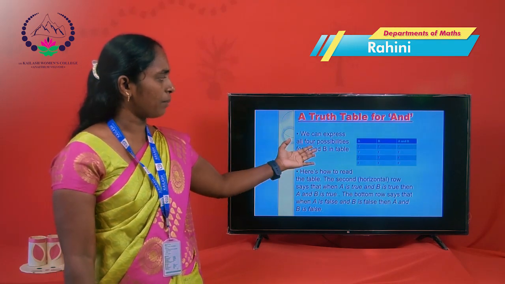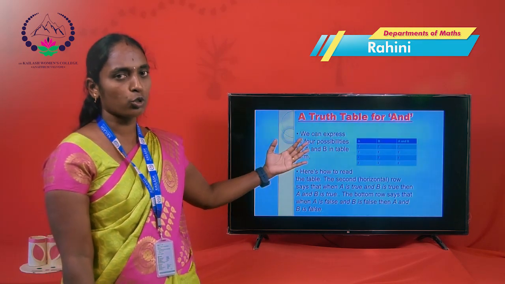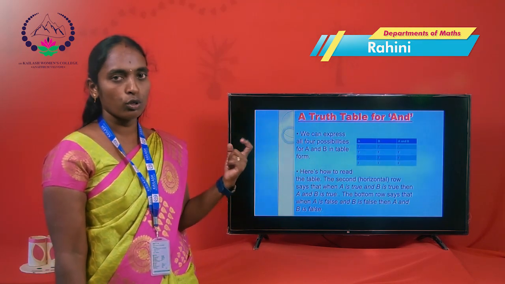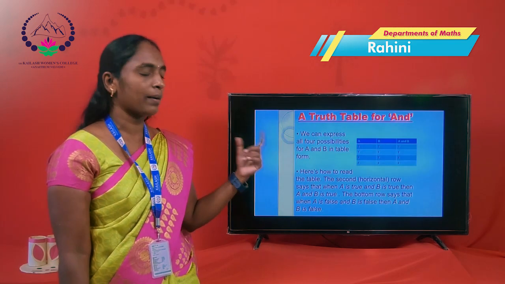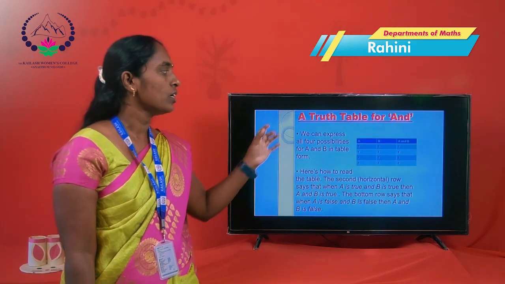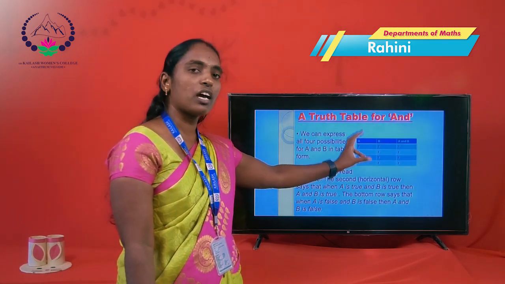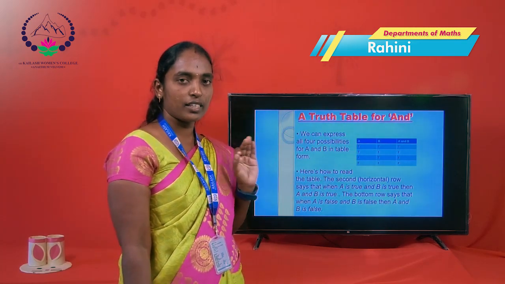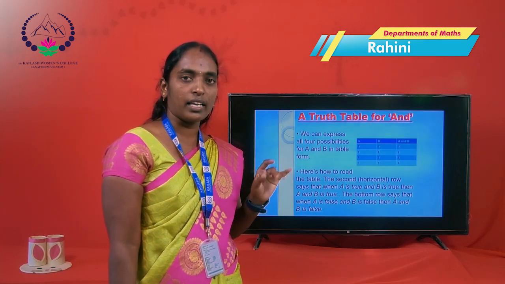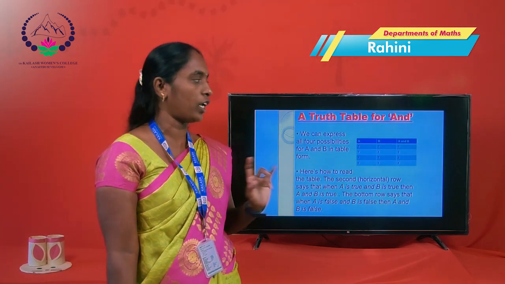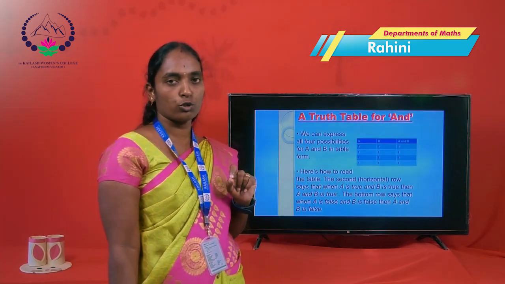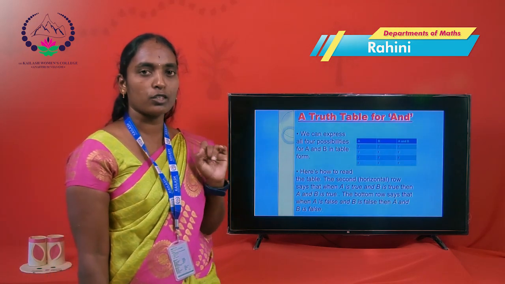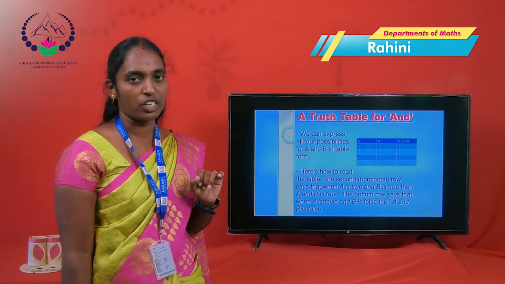Here, in column A, we write the truth values true, true, false, false, and in column B, true, false, true, false. So the conjunction of A and B has the truth value T only when both A and B have the truth value T. Otherwise, it has the truth value false. So this is the truth table for forming conjunction.